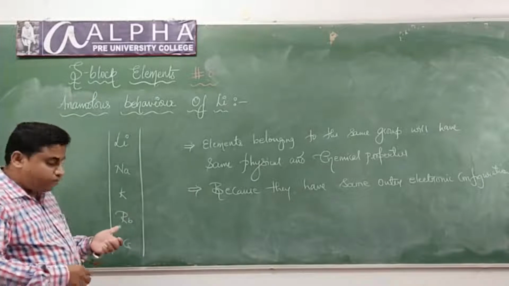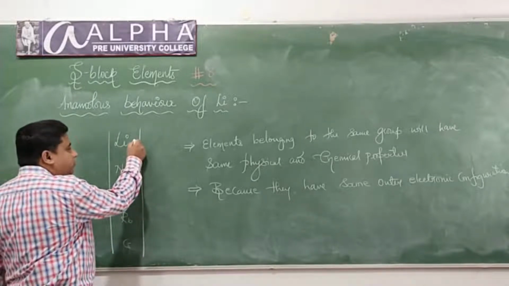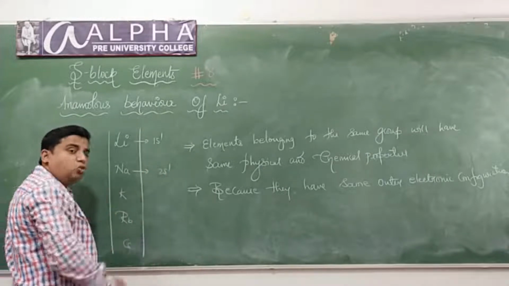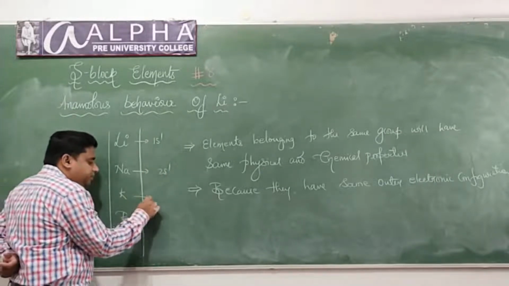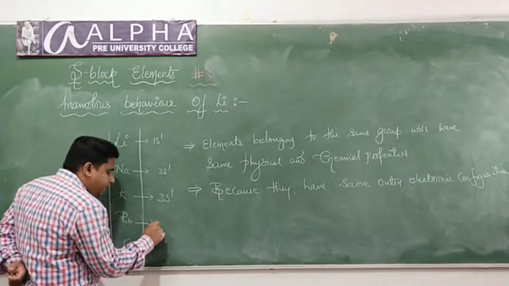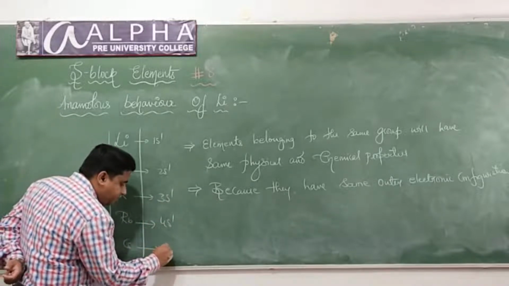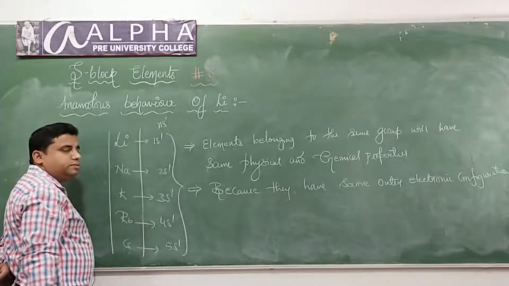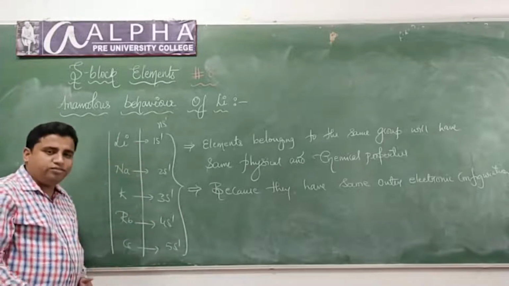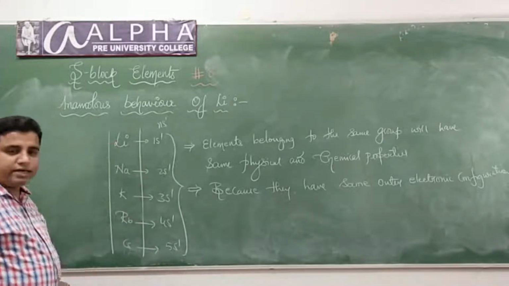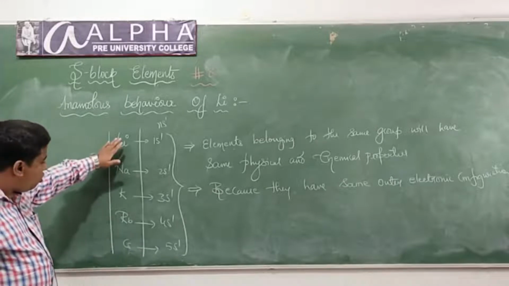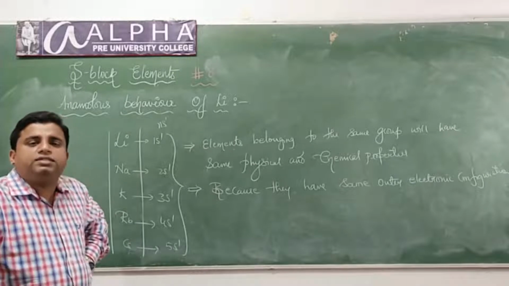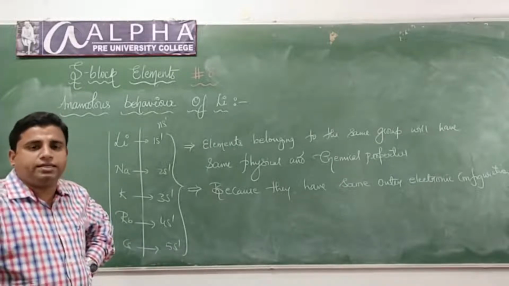What is the outer electronic configuration of lithium? The outer electronic configuration of lithium is 2s1. I'm writing the outer electronic configuration. Sodium 3s1, potassium 4s1, rubidium 5s1, cesium 6s1. Look here, they have the same outer electronic configuration ns1. Since they have the same outer electronic configuration, all alkali metals, or all the elements belonging to the same group, should exhibit the same physical and chemical properties.